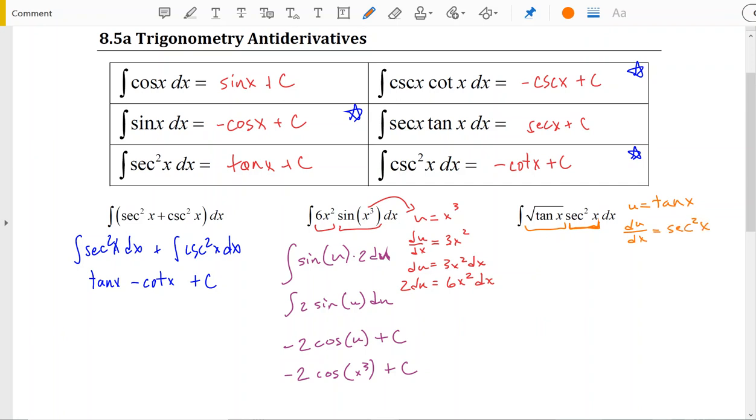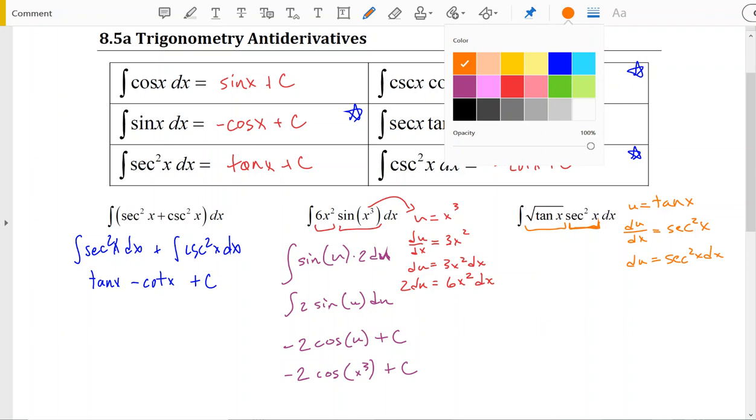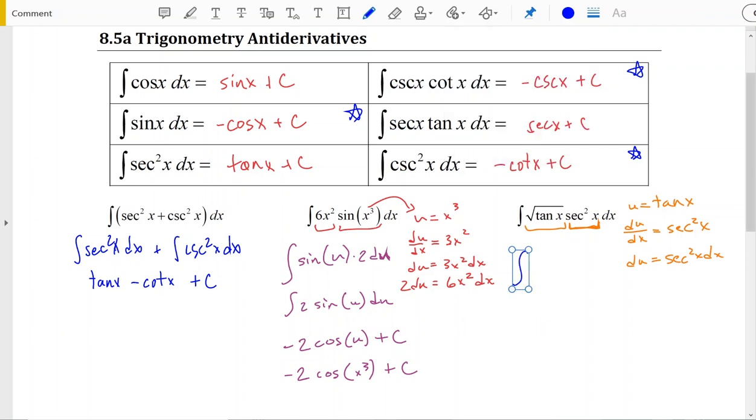Notice that those derivative rules, we're going to have to remember and keep track of them as we work with antiderivatives. Move the dx to the other side, and I'm ready for substitution. So the antiderivative of u to the 1/2 power, and secant squared x dx just becomes du.